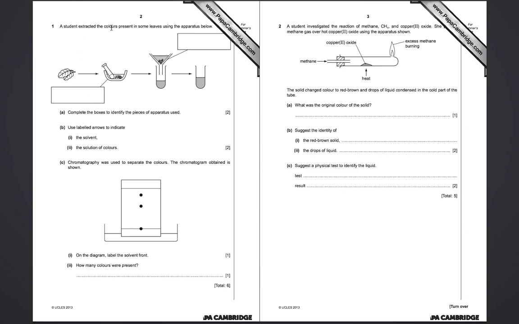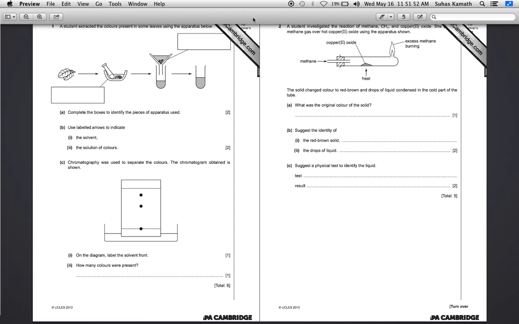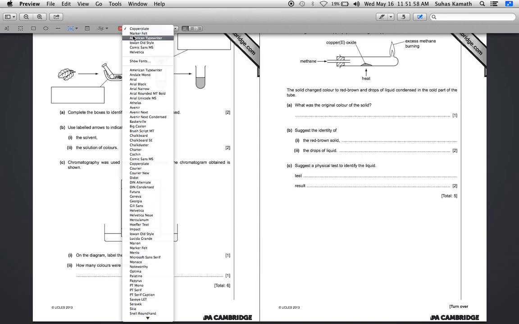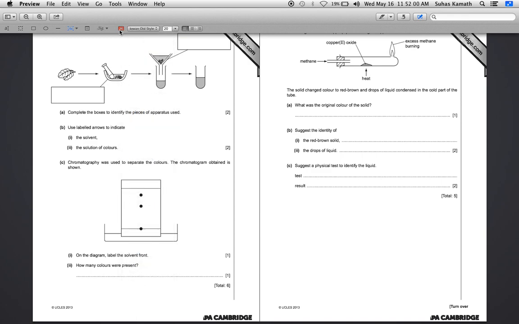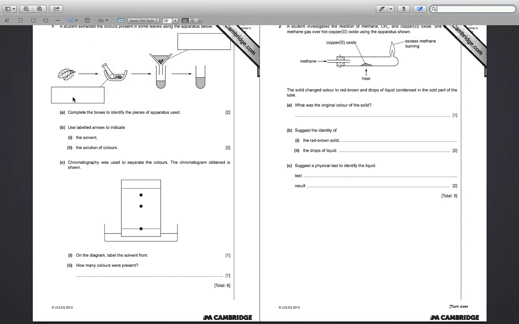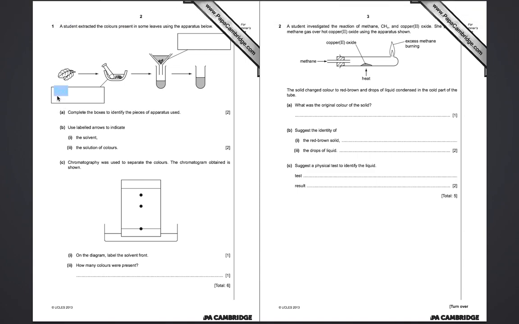Student extracted the colors present in some leaves using the apparatus below. Complete the boxes to identify the pieces of apparatus used. So we can write by using this tool here. Write with the Lovenol style, and the color will be blue. So this is a pestle. And this will be a filter funnel. Yes, filter funnel.